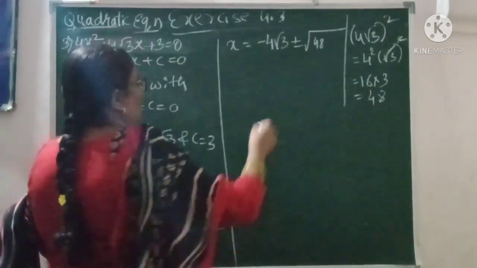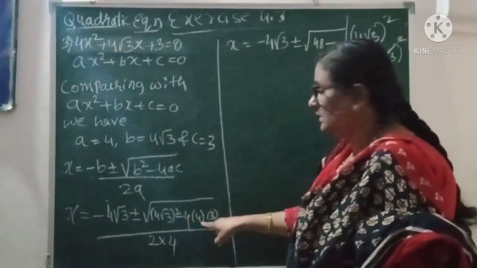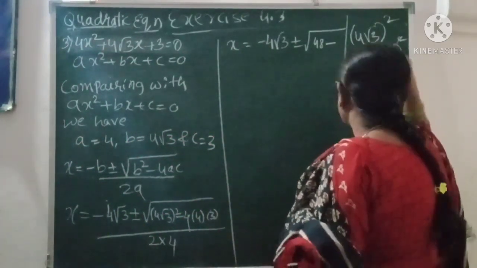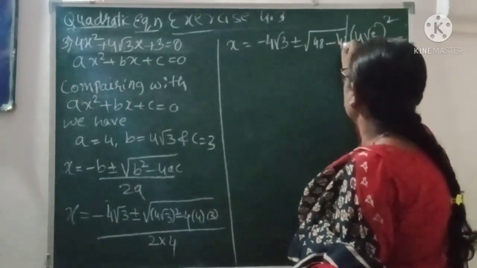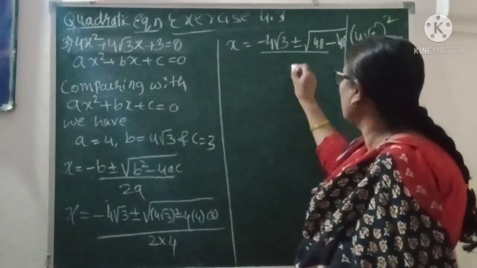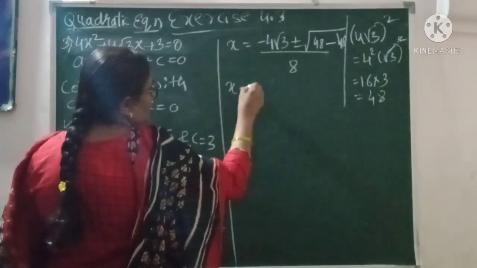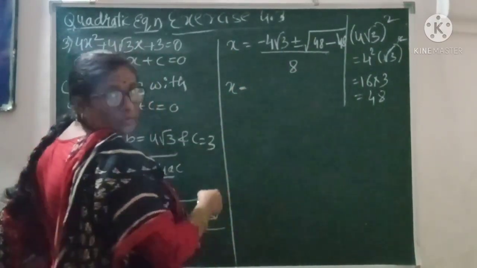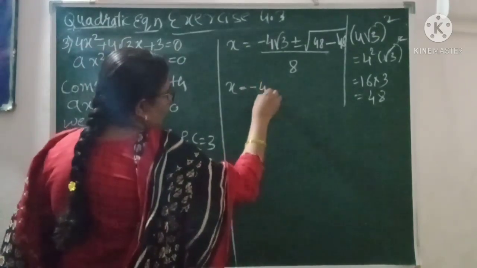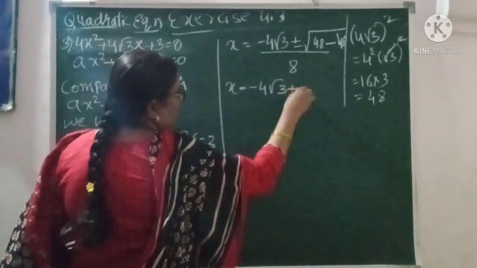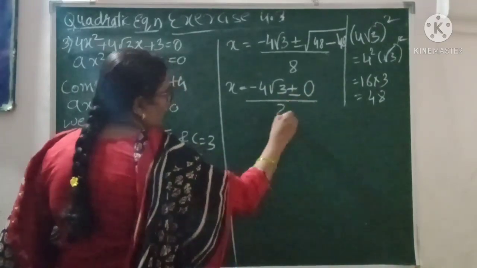Then minus. Okay. 4 4s are 16. 16 3s is once again the same thing, 48. The whole divided by 2 4s is 8. So simple. Now look at this one. So x equals, don't cancel this way as I told you in the beginning, minus 4 root 3 plus or minus 0 divided by 8.